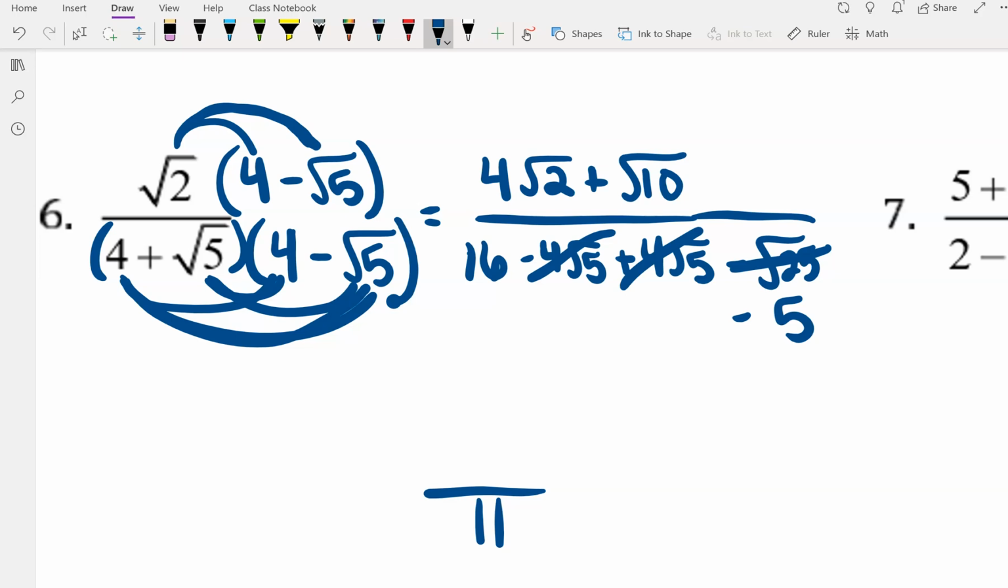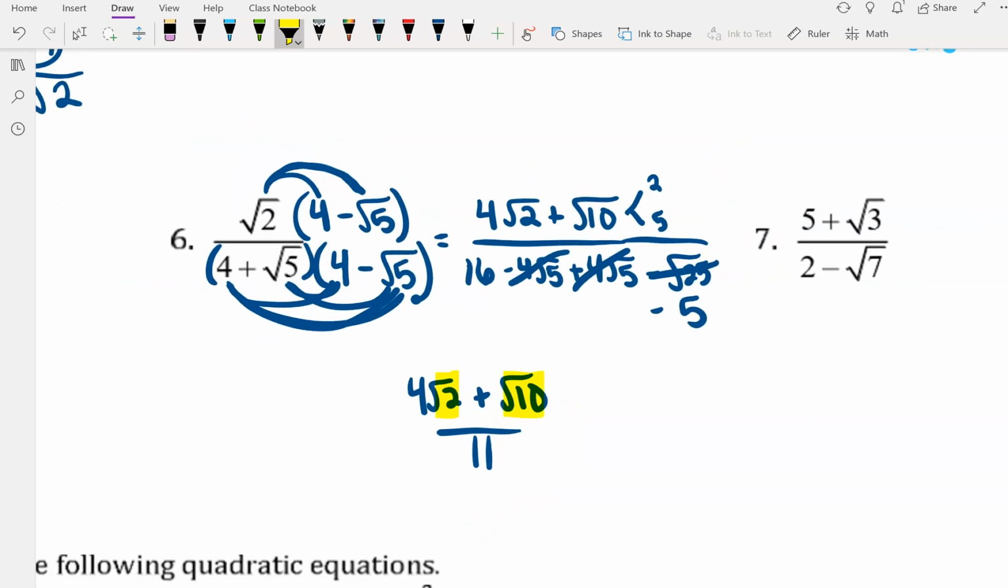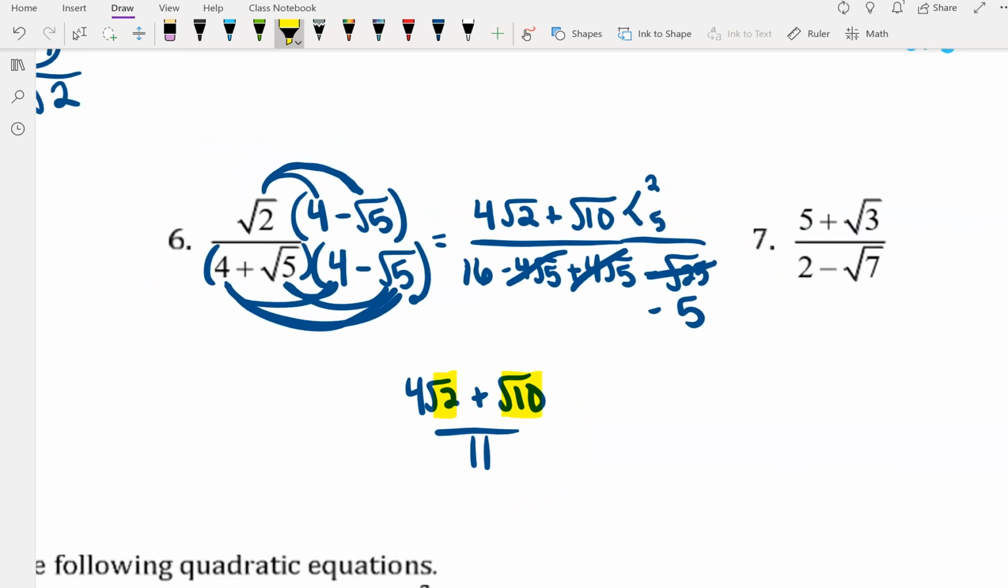I would look at the top and try to reduce, but 10 only breaks into 2 and 5. There's no pairs there, so I just leave it as 10. 4 root 2 plus root 10. Please do not combine these. You can only add them if they have the same number under the radical. It's like having like terms.